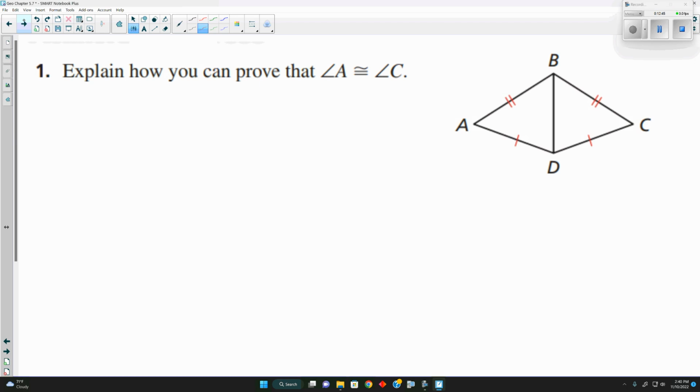Explain how you can prove that angle A is congruent to angle C. So the first thing we need to do is show that the two triangles are congruent. So side, side, side. So we need 3 sets of congruent sides.